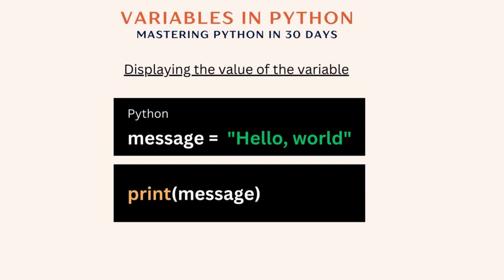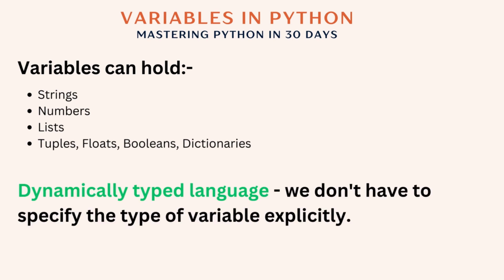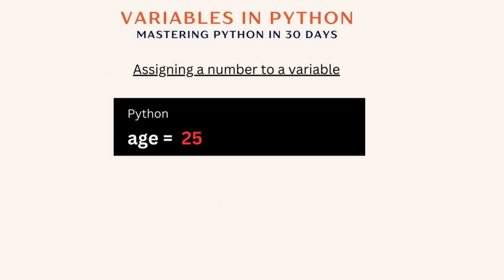But wait, there is more. Variables aren't limited to just storing text. They can also hold numbers, lists, or even more complex data types. Python is a dynamically typed language, meaning we don't have to specify the type of variable explicitly. It figures it out for us.